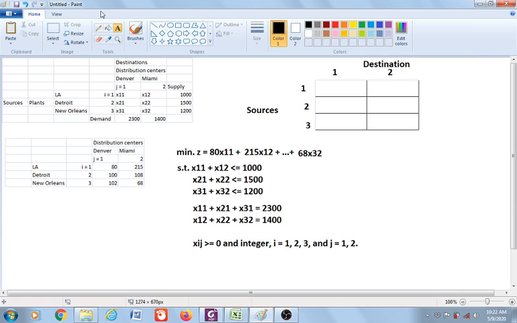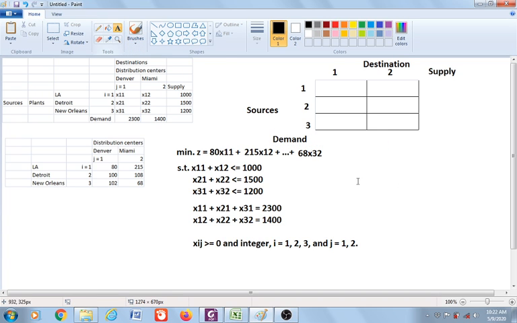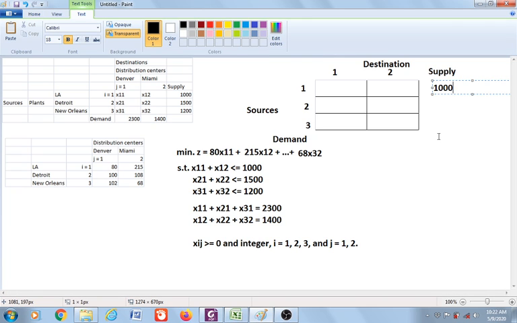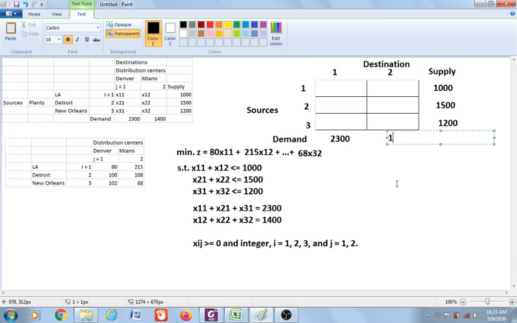From the row, we will have total supply. From the column, we will have demand. For example number 1, the supply from source number 1 is 1000. From source number 2, the supply we have is 1500, and source number 3 is 1200. The demand for destination number 1 is 2300, and for destination number 2 it is 1400.